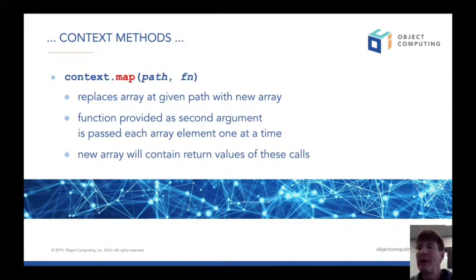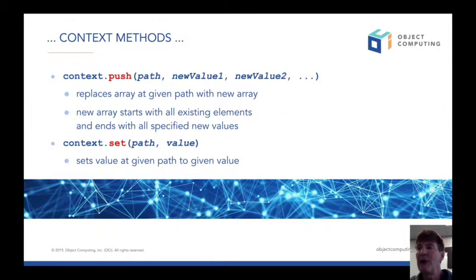The map method replaces the array at a given path with a new array. The function provided as the second argument is passed each array element one at a time. The new array will contain the return values of each of these calls. The push method replaces the array at a given path with a new array. The new array starts with all the existing elements and ends with all the specified new values.